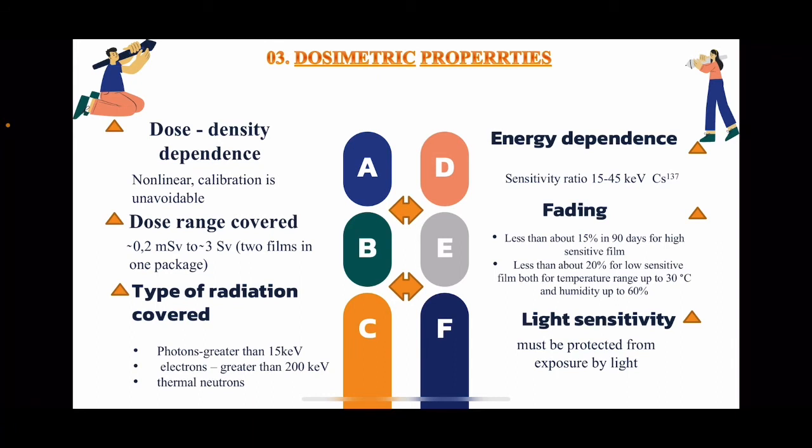Energy dependence: sensitivity ratio 15 to 54 kiloelectron volt for cesium-137. Fading less than about 15% in 90 days for high sensitive film, and less than about 20% for lower sensitive film, both for temperature range up to 30 Celsius and humidity up to 60%. And light sensitivity: it must be protected from exposure by light.